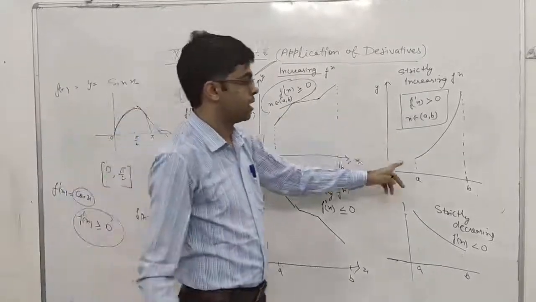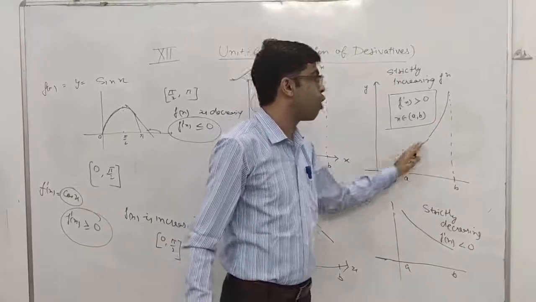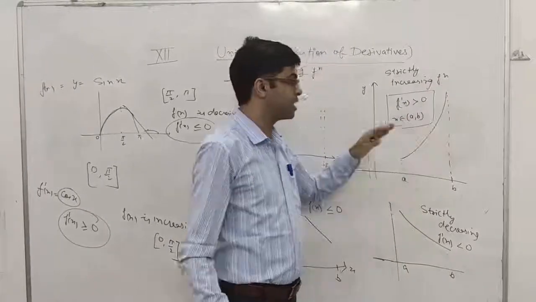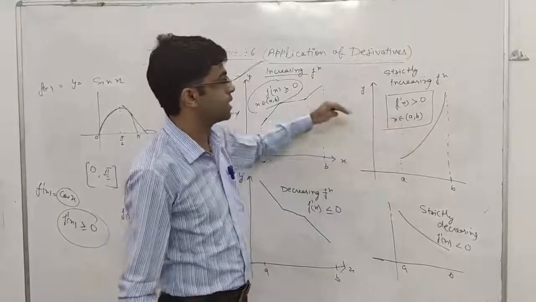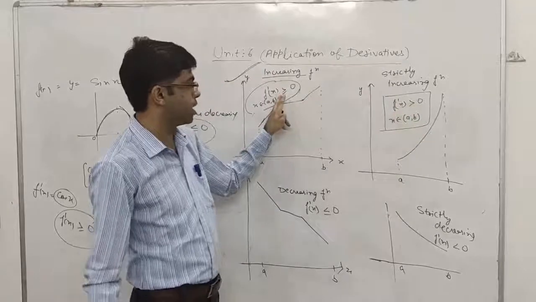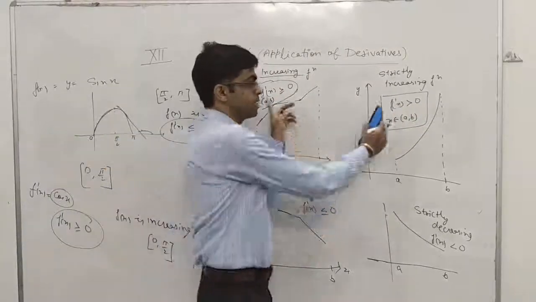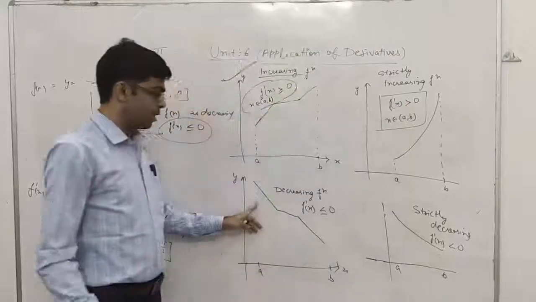Now strictly increasing, if you are taking a to b interval and throughout it is increasing only, किसी point पे आके constant नहीं रहा है, f dash x value 0 नहीं आई है, f dash x is only greater than 0. Here in increasing, f dash x is greater than equals to 0. So this is the basic difference.